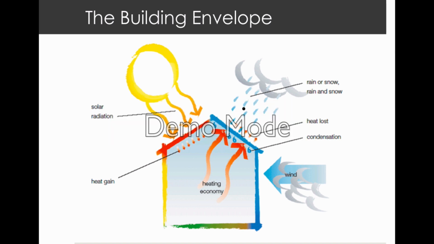So it keeps the rain away, but maybe it also gathers rain and uses it to water the landscaping. It keeps harsh temperatures out from the sun, but maybe it collects solar energy and transfers that to the electrical needs of the structure or of the building. So the building envelope is no longer just a static entity. It serves many different purposes.